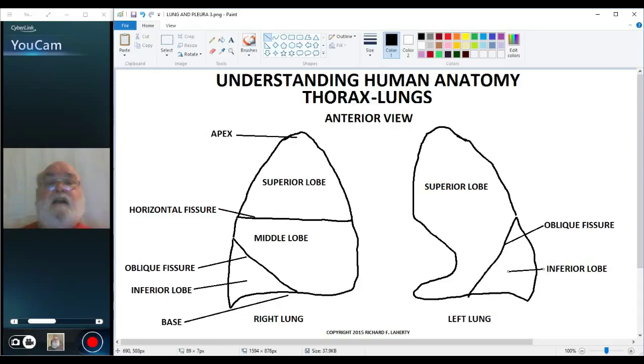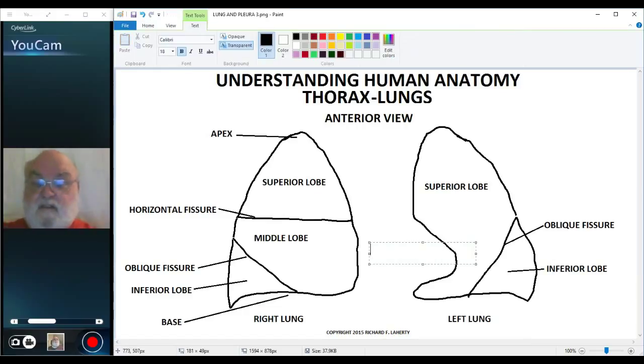What we're going to find is that the space where we have the notch here is going to be filled with the heart and pericardium right in this area. So this notch is called the cardiac notch. And of course, that cardiac refers to the heart.